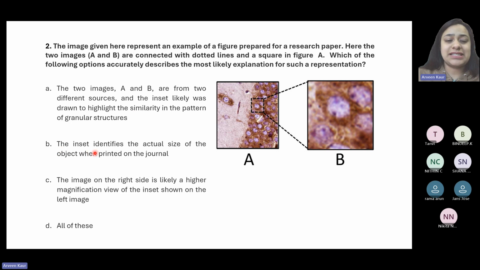Option B: the inset identifies the actual size of the object when printed in the journal. Option C: the image on the right is likely a higher magnification view of the inset shown on the left image. Or D, all of these. I think it is more of a general question. If you have studied research papers, you might have come across such figures in which insets are drawn. So what does it mean? Which of these options is actually correct?